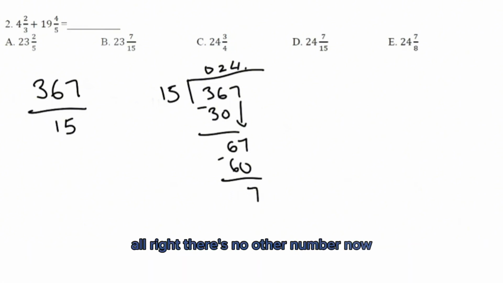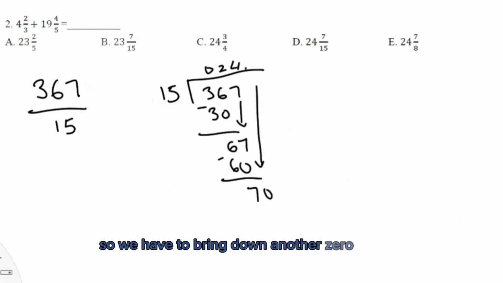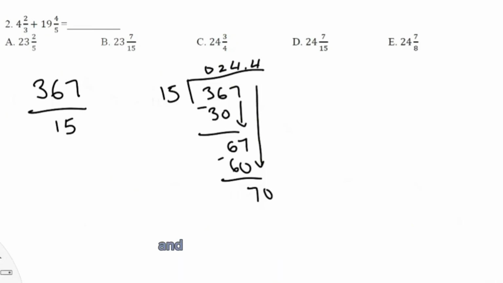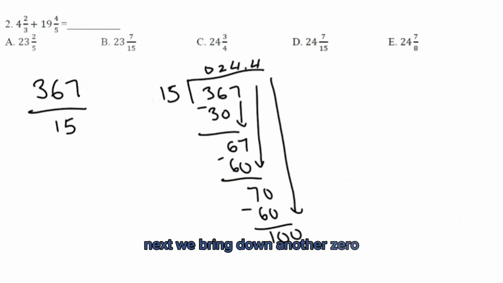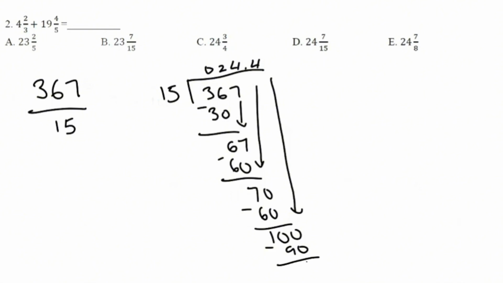Alright, there's no other number now, so we have to bring down another 0. Next, 15. How many times does 15 go into 70? 15 goes into 70 4 times. So we have 4. And now that's just minus 60, because 15 times 4 is 60. So we're left with 10. Next, we bring down another 0. 15 goes into 100 how many times? That is 6, because 15 times 6 is 90. And left with 10. So when we get 10 twice, or we get any number twice, it means it's going to keep repeating. So now we have a 6, 6, 6. So that is our answer.